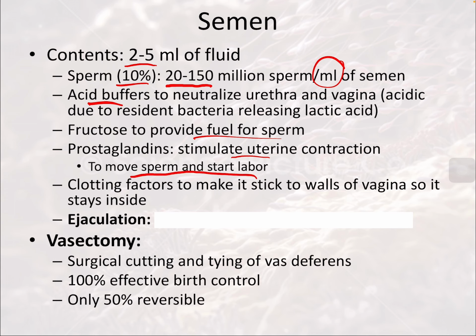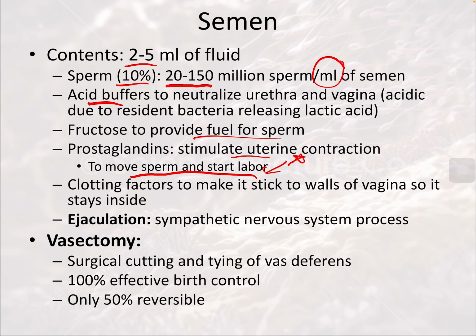And so one of the common things that OB/GYN will tell a pregnant woman who is tired of being pregnant and ready to get that baby out is, as they will actually recommend sexual intercourse with their spouse in order to potentially kick off uterine contractions and start labor. There's also clotting factors to make the semen stick to the walls of the vagina so it stays inside.